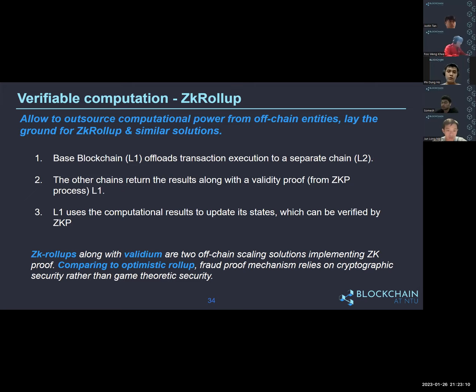This is different from the optimistic rollup, which will be described later, in that ZK rollup security relies on cryptographic security rather than game theory security. So this is mathematically proven rather than economically incentivized. I will give an example of a layer two solution which is quite popular right now, which is implementing zero knowledge proof.